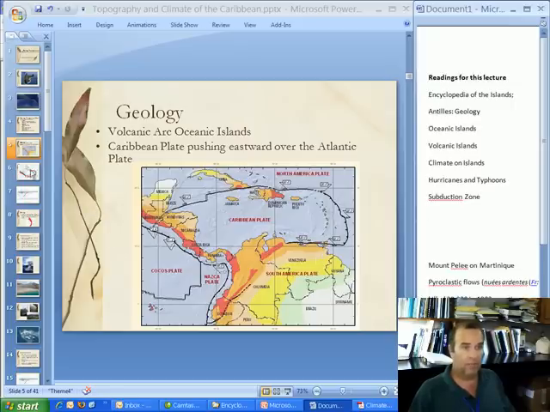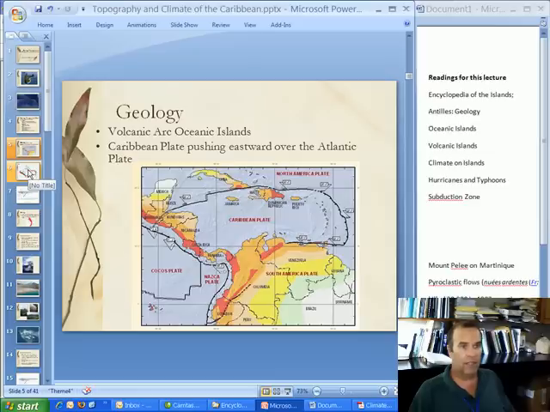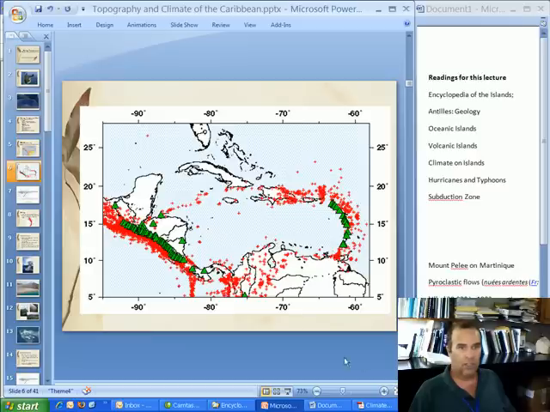If we look at... having trouble changing slides here.